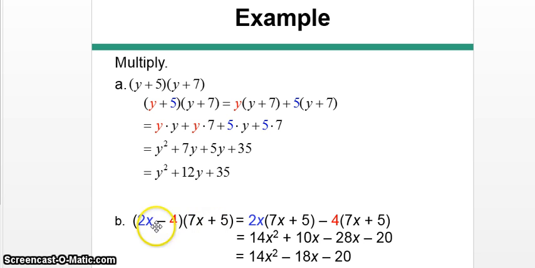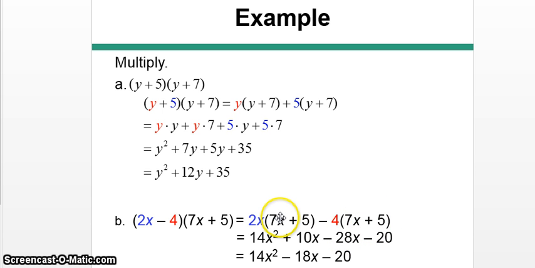Let us see another example. 2x minus 4 times 7x plus 5. In this binomial, the terms are 2x and negative 4, and in this binomial, the terms are 7x and 5. So, to multiply these two binomials, let us start with the first term multiplied with this binomial, and negative 4 multiplied with this binomial. 2x times 7x plus 5, minus 4 times 7x plus 5.